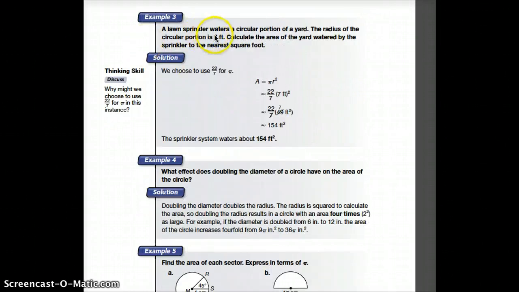All right, let's take a look at this. A lawn sprinkler waters a circular portion of the yard. The radius of the circular portion is 7 feet. Calculate the area of the yard watered by the sprinkler to the nearest square foot. So we would have area is pi r squared. The radius is 7. Notice we have 3.14 times 7 squared. So the sprinkler system waters about 154 square feet.